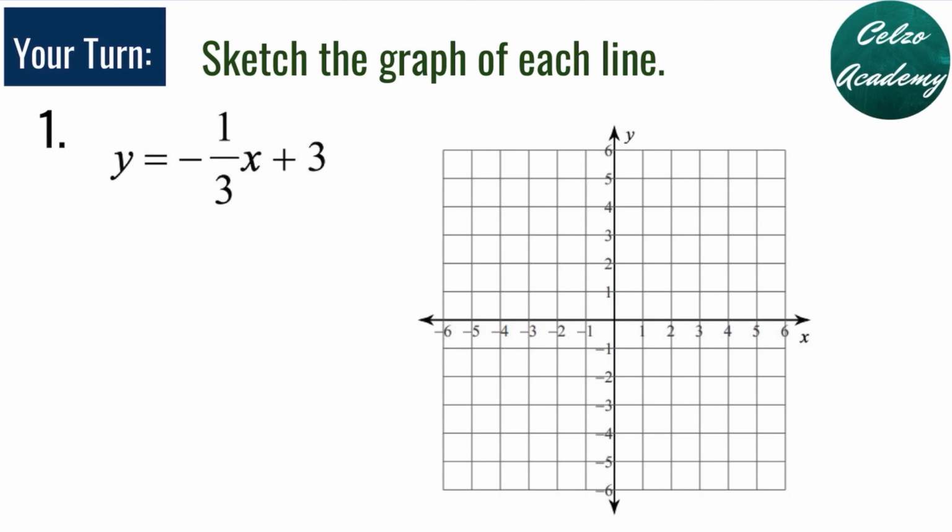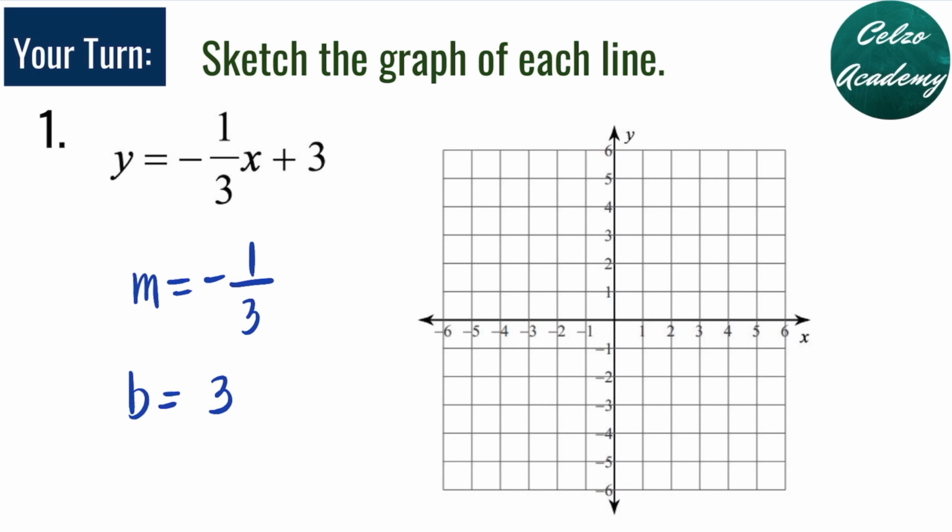Question 1. Y is equal to negative 1/3 x plus 3. This equation is in the slope-intercept form y is equal to mx plus b, so we can easily identify the slope m and the y-intercept b. The slope is negative 1/3 or negative 1 over positive 3. The y-intercept is 3.